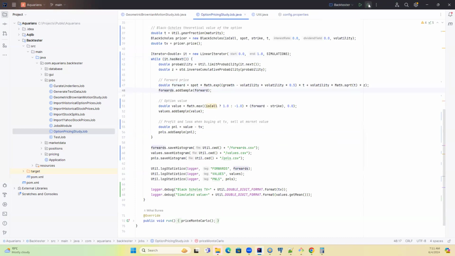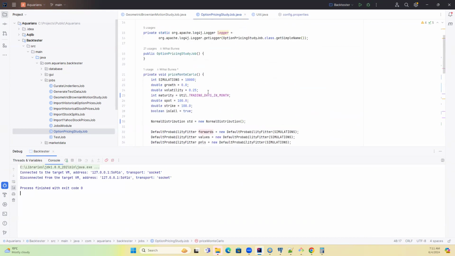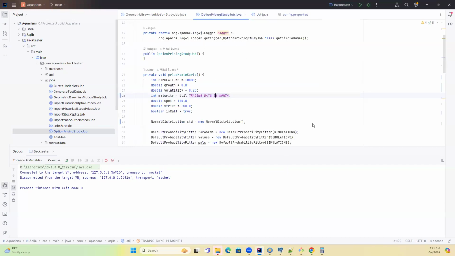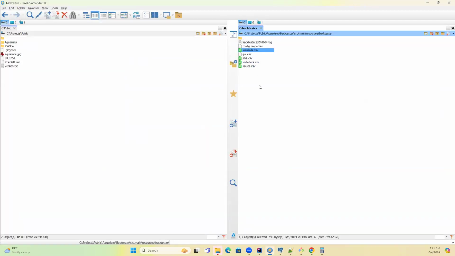And let's see how those forwards look like. So we are starting at some spot price, 100. Have a stock movement with these parameters: growth 0, volatility 25%, maturity 20 days, when the year has 252. There seems to be a bug in IntelliJ. It doesn't show this stuff. Great. And let's look at how forwards look.